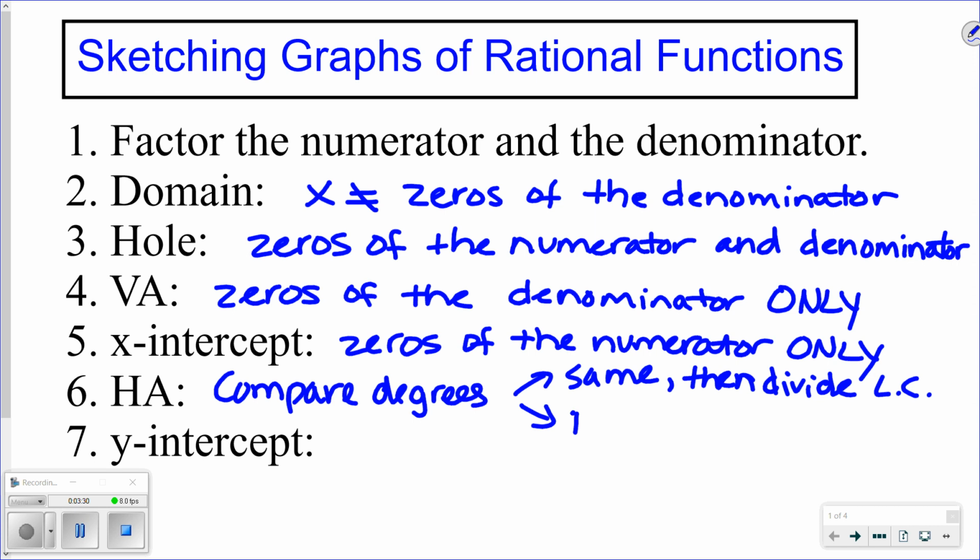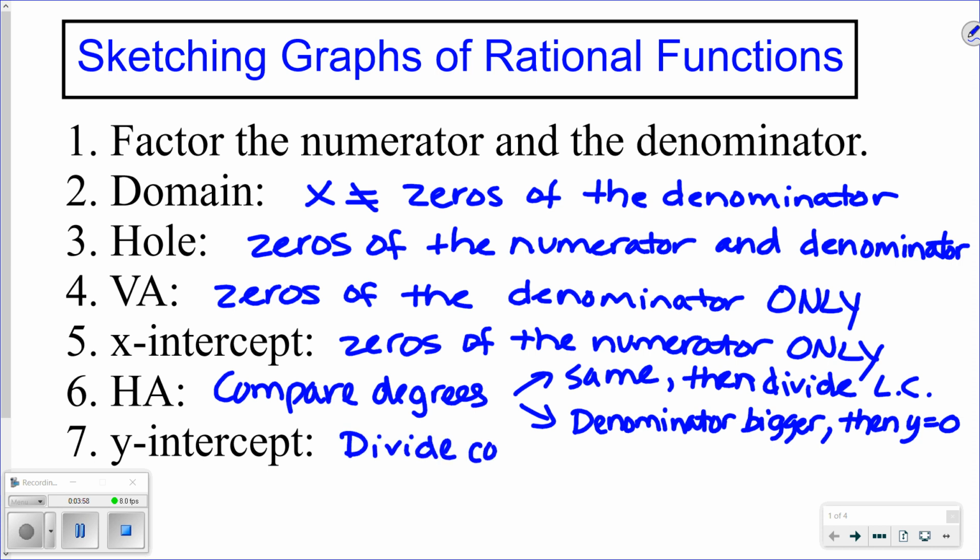When the degree of the denominator is bigger, then the HA is y equals 0. Okay, and then for the y-intercept, this is where you divide the constant terms. Okay, let's look at some examples.